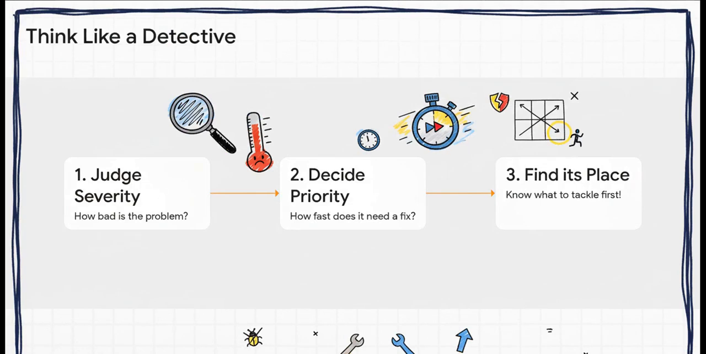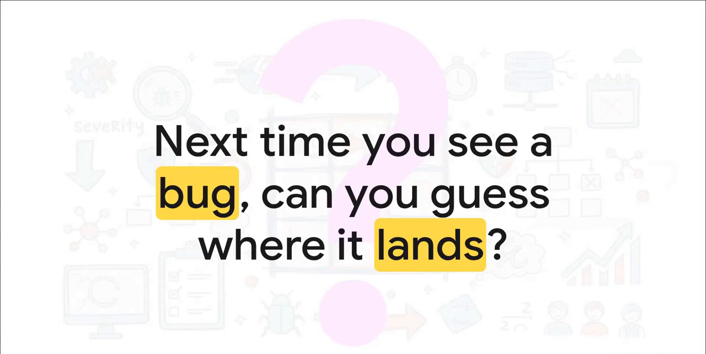This whole complicated looking process, it boils down to just 3 simple steps for thinking like a bug detective. 1, judge the severity. Ask yourself, how bad is it? 2, decide the priority. How fast do we need to fix it? And 3, find its place in the matrix. That tells you what to tackle first. Simple as that.